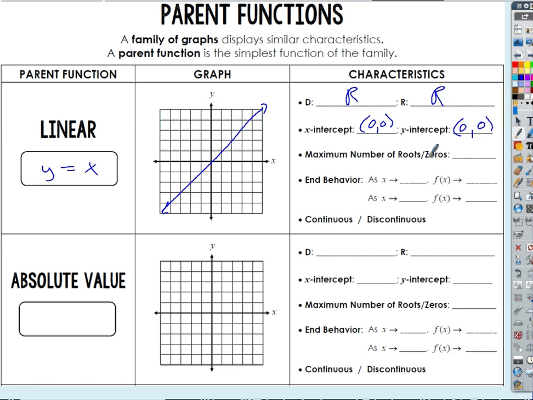All of the zeros of a function could be real zeros, and if they're real zeros, they always correspond to x-intercepts. But what's the maximum number of x-intercepts that we could possibly get from a linear function? 1. Okay, right? That's it. You can only give one solution to a linear equation.